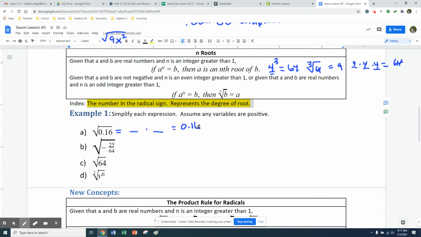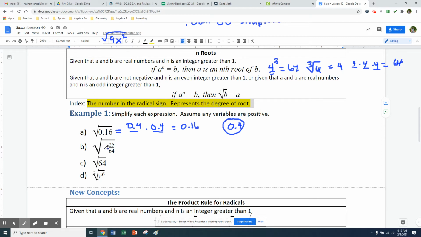And then since my answer has 2 decimal places in it, that means that both numbers that I'm multiplying need to have 1 decimal place, because when we multiply 2 numbers that have decimal places, our answer is going to be the total amount of decimal places in the 2 numbers that we multiply. So 0.4 times 0.4 is going to be 0.16. So that means my answer is going to be 0.4. And I'm just going to give the principal root, so just giving the positive root.